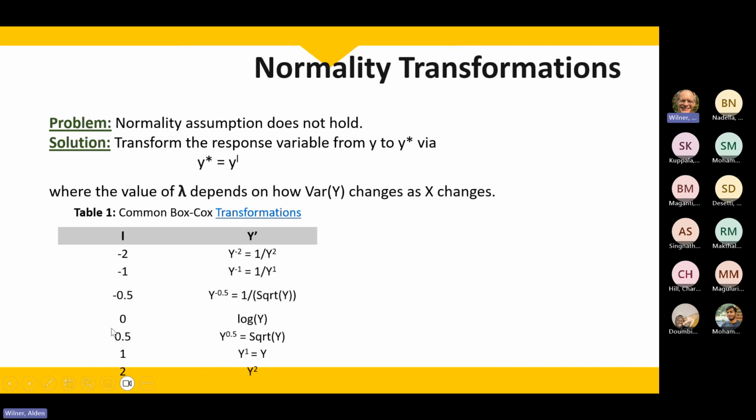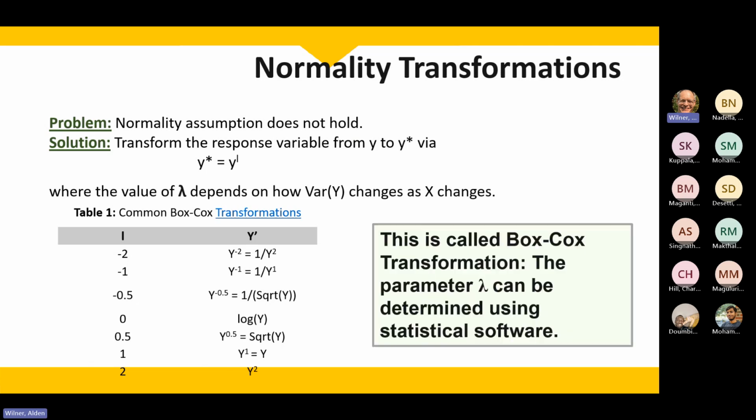If we say lambda equals 0.5, we're going to say that y is the square root. We're going to see if we get a square root relationship. If we say 0, we're going to say it's a logarithmic relationship, right? And so on. So we're trying these transformations. This is called Box-Cox after the mathematicians that came up with it in the first place.